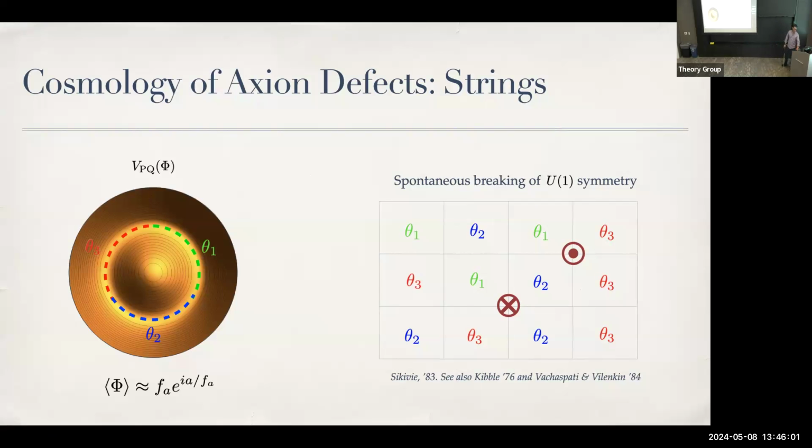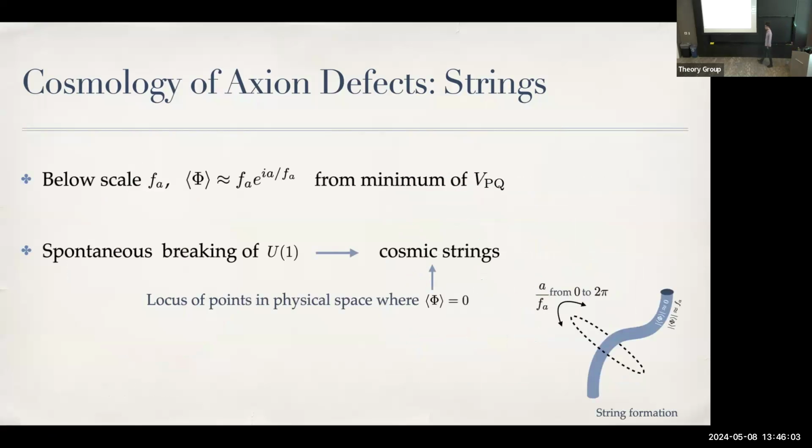And remember, at that part of the potential, the top of this potential well, I have a large amount of energy density. That's where my potential is maximized. So my thumb, which represented this cosmic string, is a concentration of a large amount of energy density. So for these cosmic strings, which formed at a temperature of order Fa when I break this U(1) symmetry, I get these axion strings, which are the locus of points in physical space where my phi field remains unbroken, and I have a large concentration of energy density there, because that's where that potential is maximized.